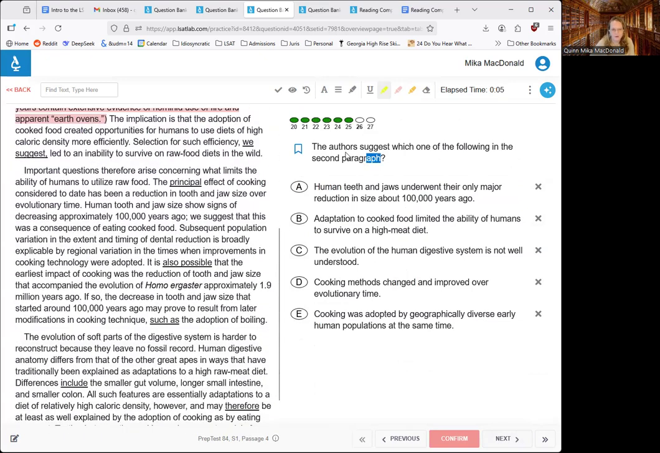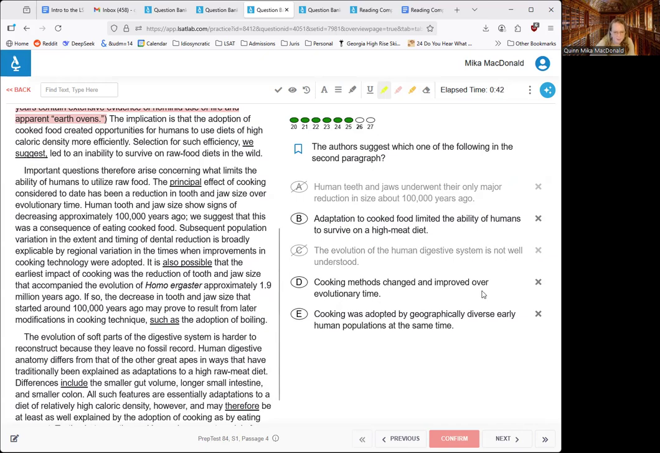So now we have a more specific type of question stem, right? Still a detail retrieval one, but they tell us exactly where to look. So I look through these. No, the author explicitly says there was an earlier one with Homo erectus. Adapting to cooked food limited the ability to live on a high meat diet. I think that is definitely something they said. I'm wondering if that was up here or below, but I'm going to keep it. That is the third paragraph. I know that for sure.